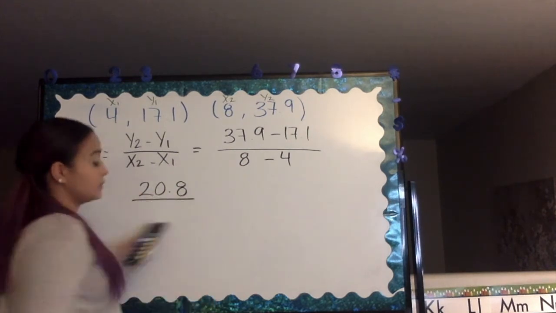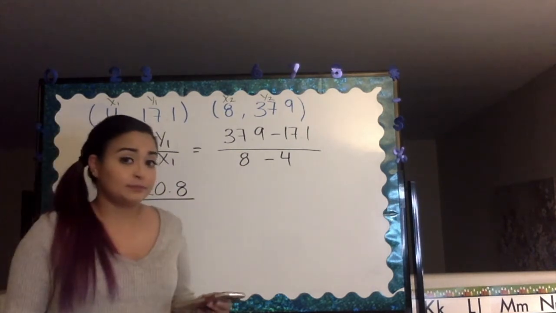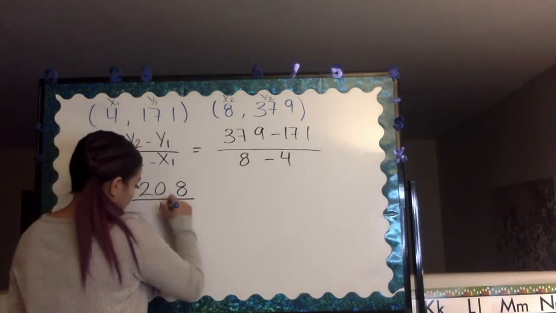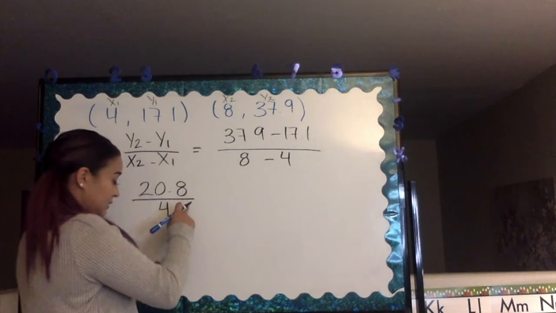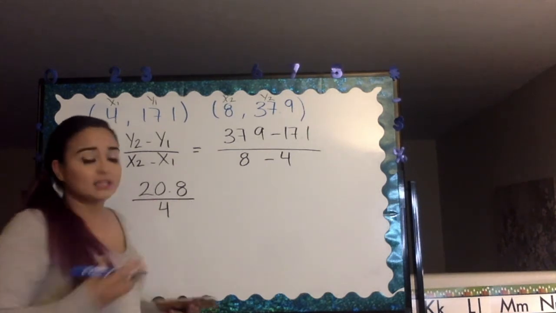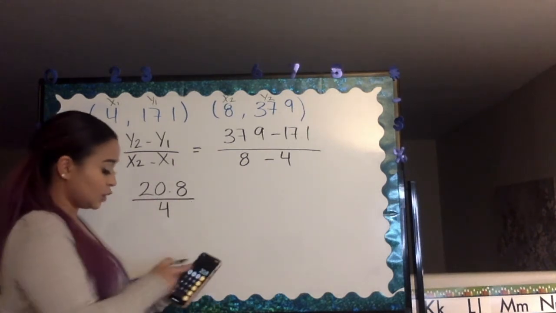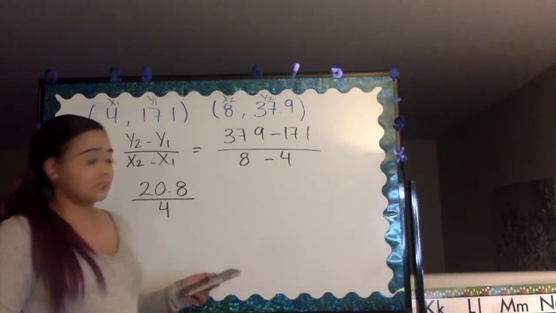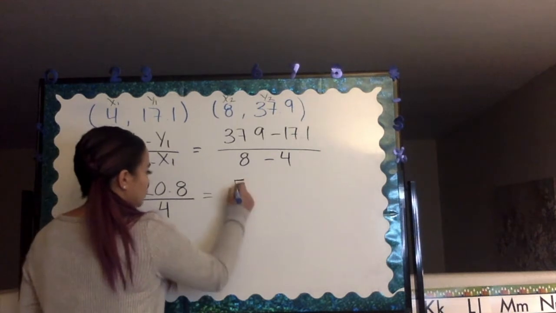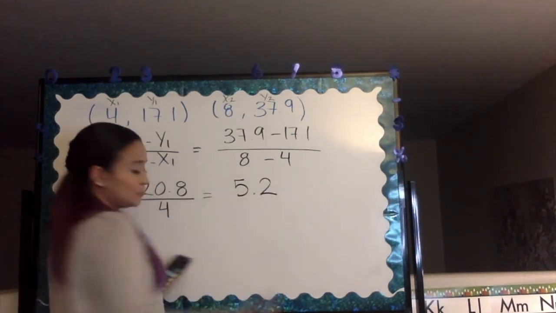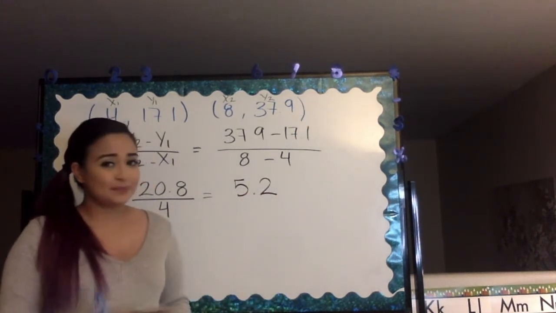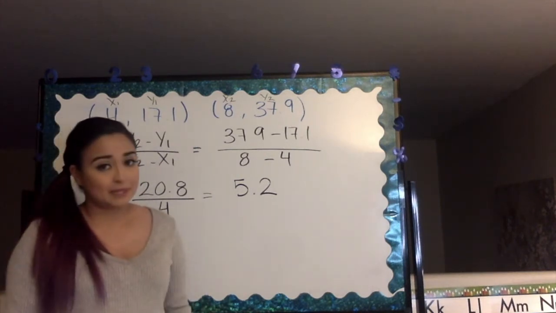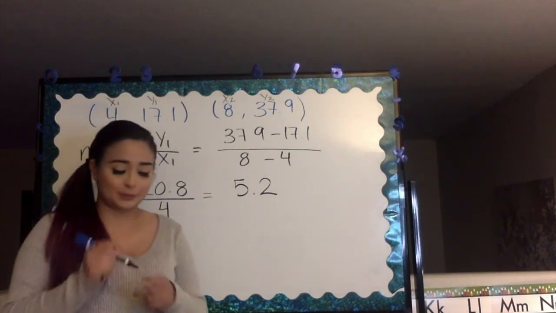That's going to be over 8 minus 4, which is 4. So it's going to be 20.8 over 4. Let's do the division. We have 20.8, and now we're going to divide by 4. That gives us 5.2 as our slope. Now, there's going to be another formula that comes into play. Let's see how that's going to work out.